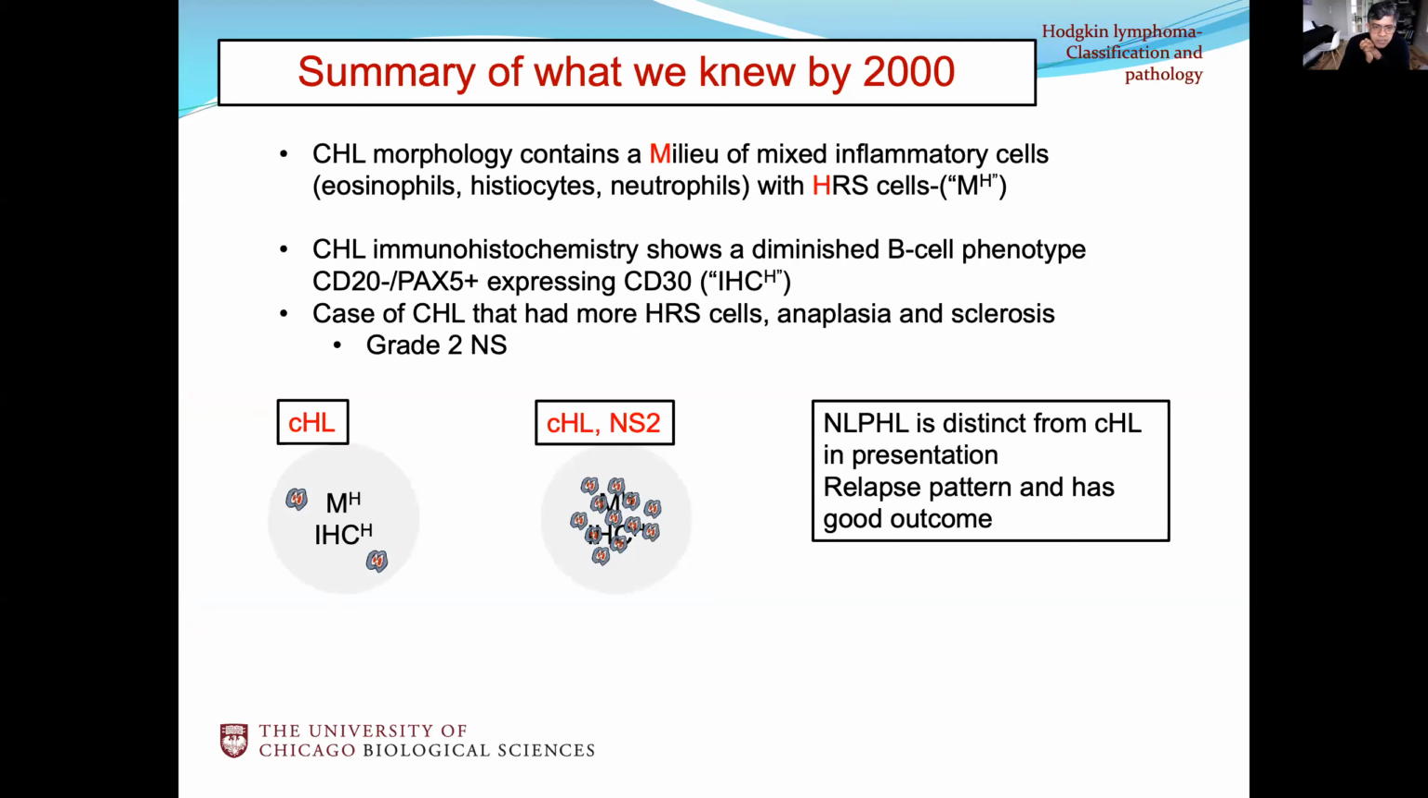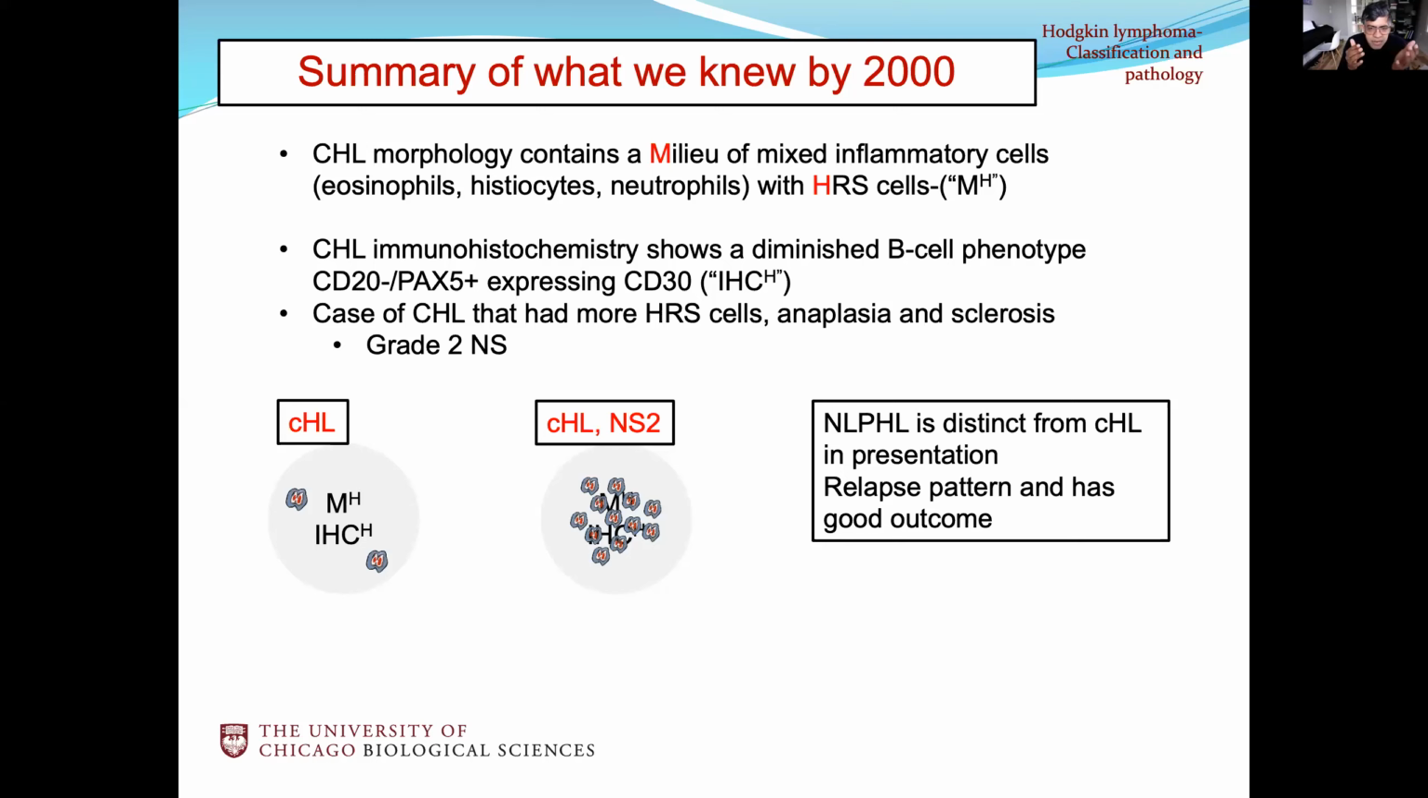And Hodgkin shows a diminished B-cell phenotype thanks to epigenetic downregulation, which leads to decreased or absent CD20 and expression of weak PAX5 along with strong CD30. Strong CD30 is pretty uniform in classical Hodgkin lymphoma, and it is very definitional. So you cannot call something classical Hodgkin if CD30 is negative or wimpy. So you have to be careful on that front.